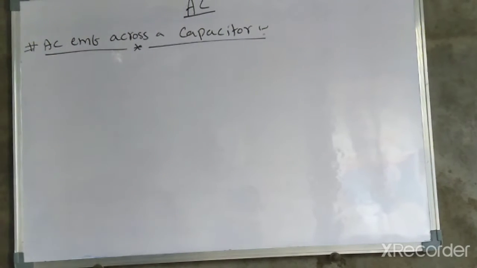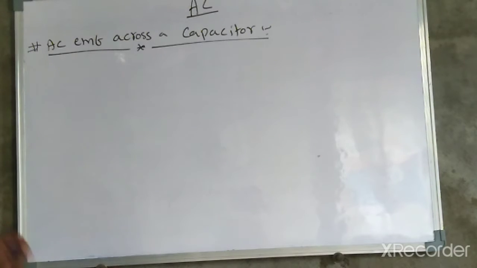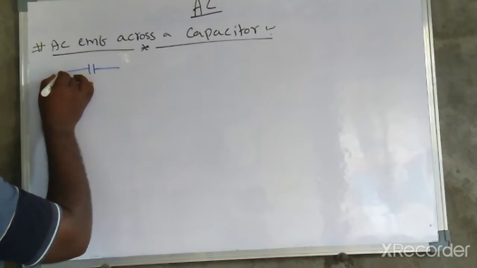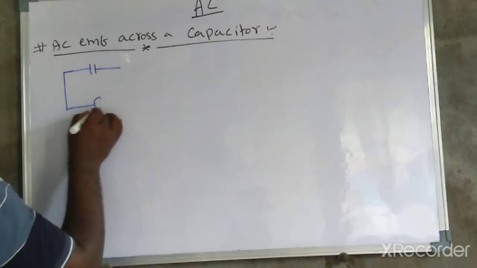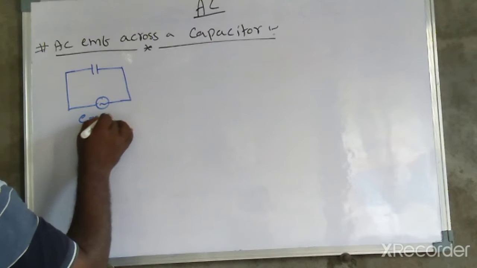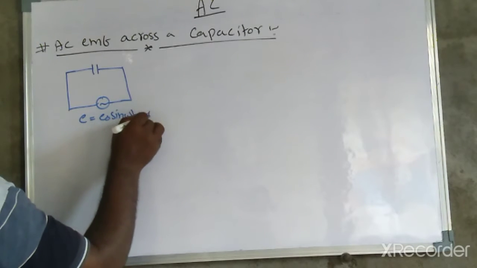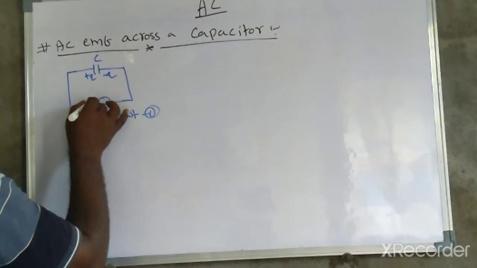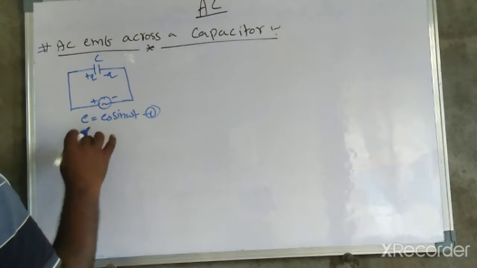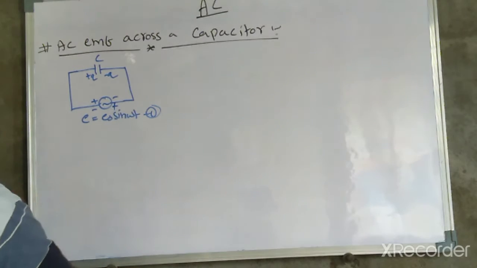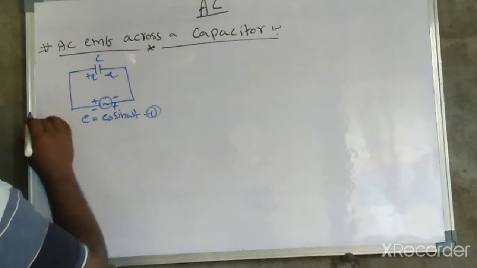Now the AC EMF across a capacitor. Here I take one capacitor like this, and across this capacitor we connect an EMF source. So EMF is equal to E naught sine omega t. This is equation 1. This plate is positive charge and this is negative charge. According to time this polarity keeps changing, so after some time here the negative polarity and here the positive polarity.